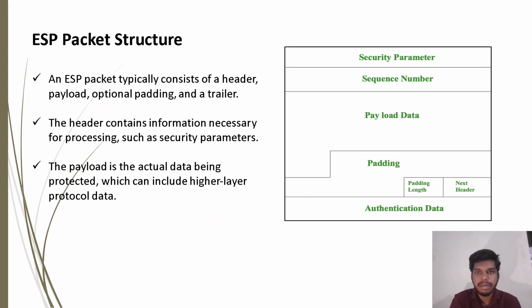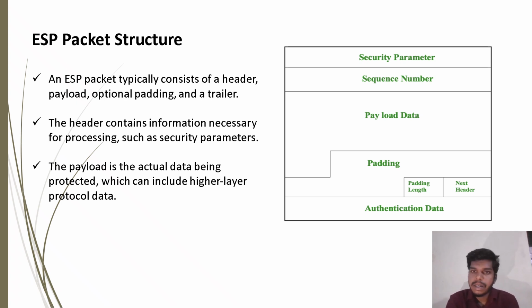ESP packet structure. An ESP packet typically consists of a header, payload, optional padding, and a trailer. The header contains information necessary for processing, such as security parameters, and the payload is the actual data being protected, which may include higher layer protocol data.